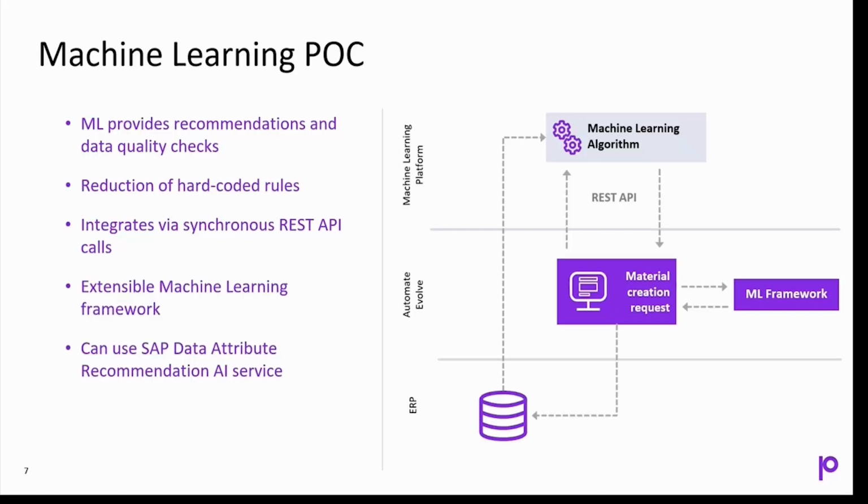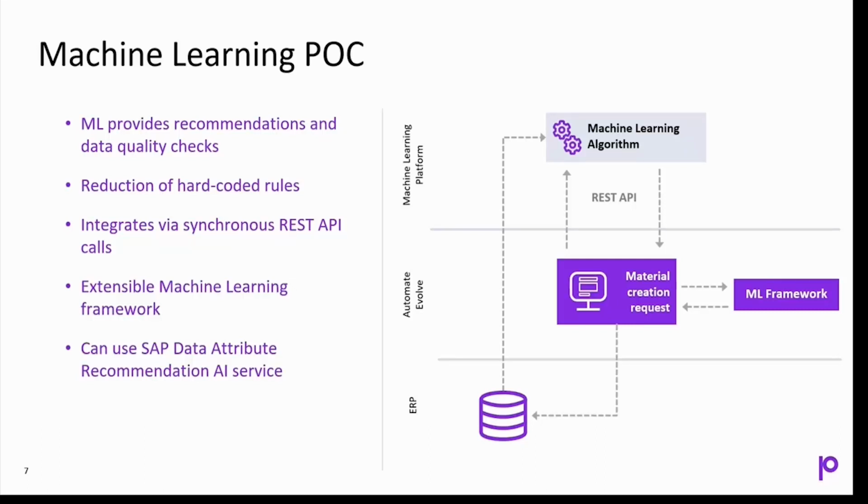The machine learning algorithm is hosted on the cloud outside of our Evolve workflow solution, and the data is exchanged via REST APIs in a synchronous way, meaning that predicted values from the machine learning algorithm are returned into the material master request web form more or less in real time. We built out a machine learning framework in our Evolve solution that applies the predicted values logically to specific form fields. The framework is extensible, and we can incorporate any machine learning algorithm into our solution.